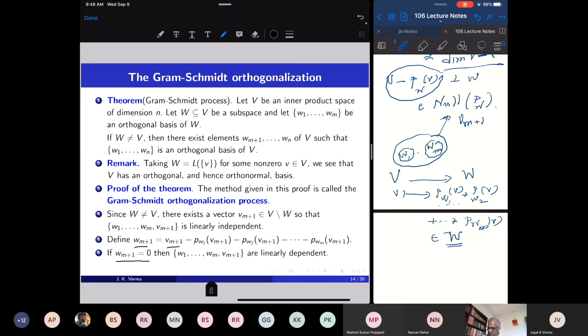So when I subtract the projections in the directions of the Wi's from Vm plus 1, and Vm plus 1 was outside the subspace, I get a non-zero vector. This vector Wm plus 1 is a non-zero vector. There is this projection inside W, and I have subtracted that vector, and this vector is what we want to prove is perpendicular to each of the Wi's.